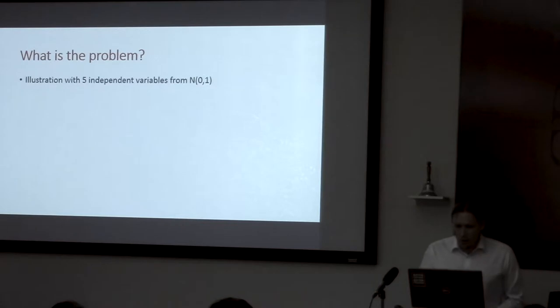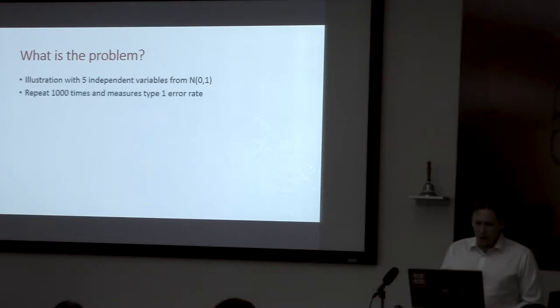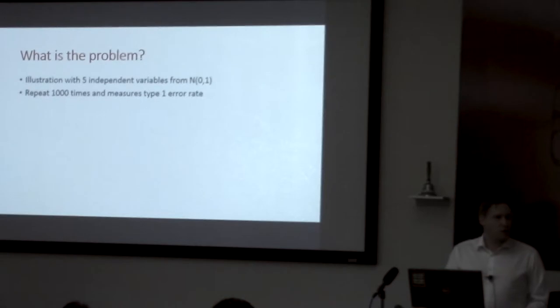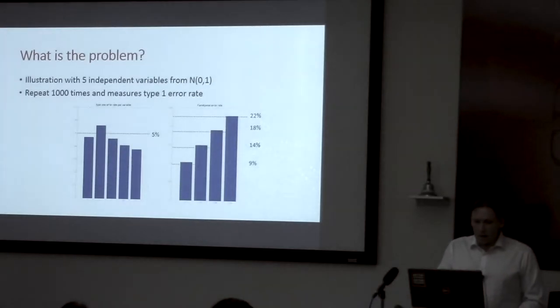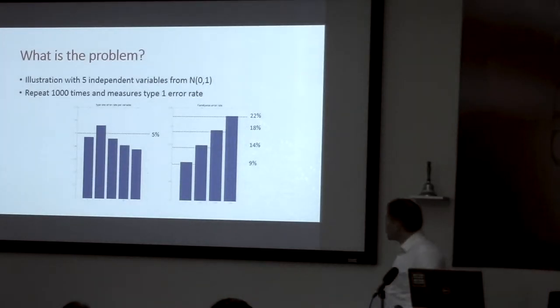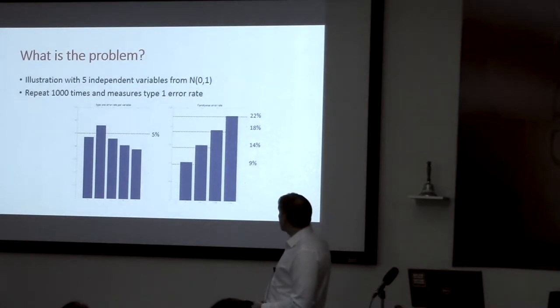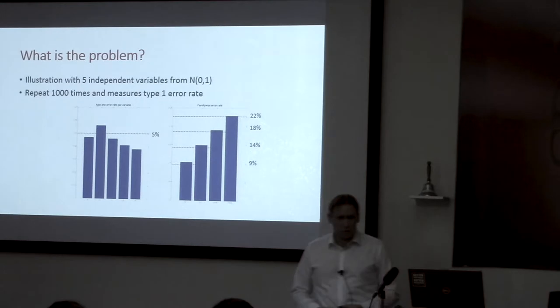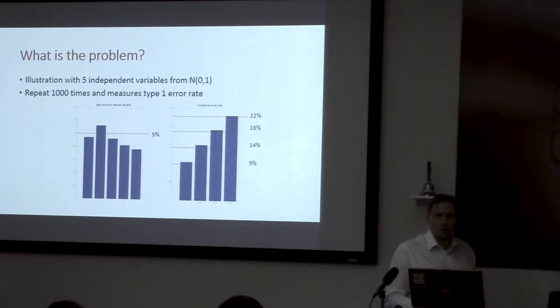And so just another illustration of this. Here I just generate a random variable in MATLAB, you know, draw from N(0,1), you repeat 1,000 times and you measure your type 1 error rate, how many times you're significant. And so you can see each variable was around 5%, and then because it's family-wise, you just accumulate and you can see your type 1 error simply increases as you do more and more tests.